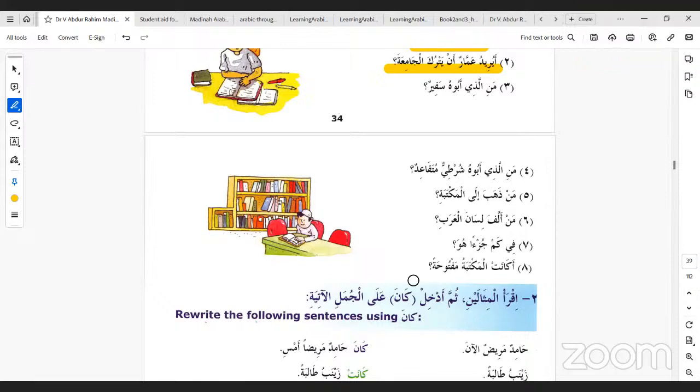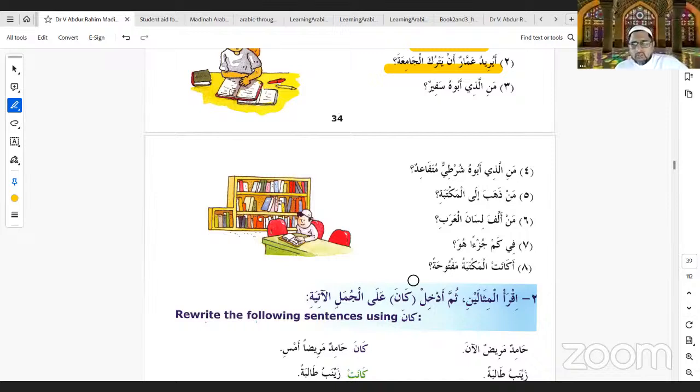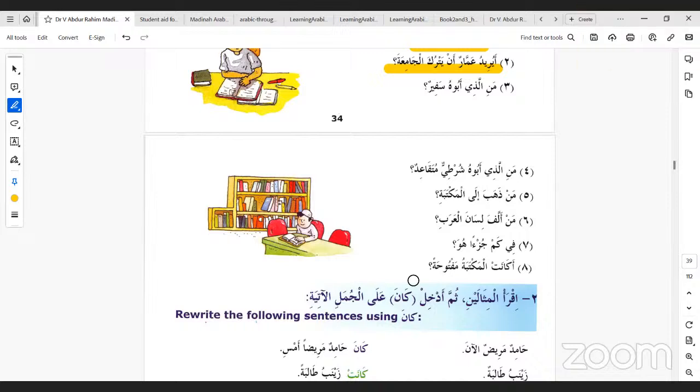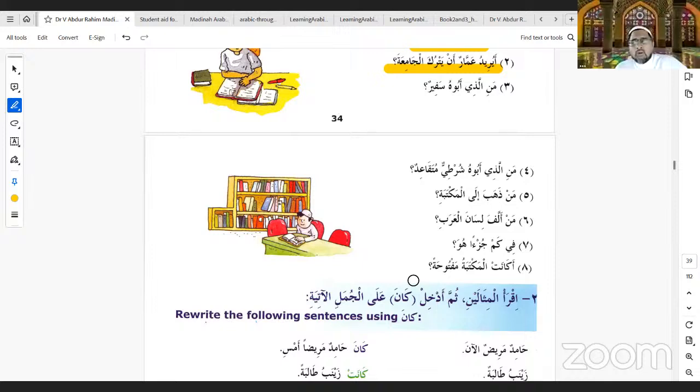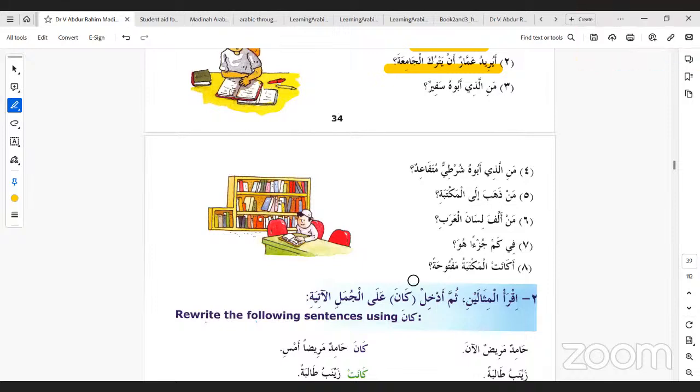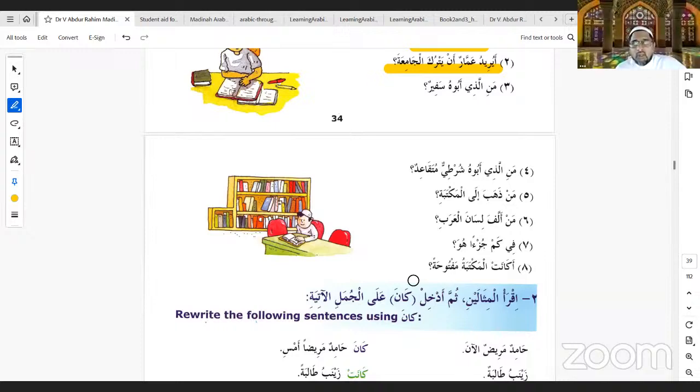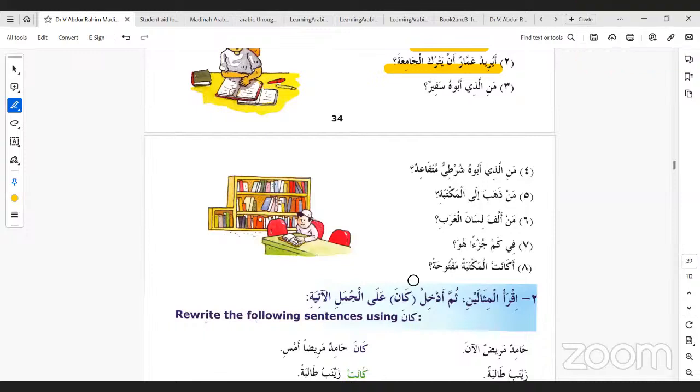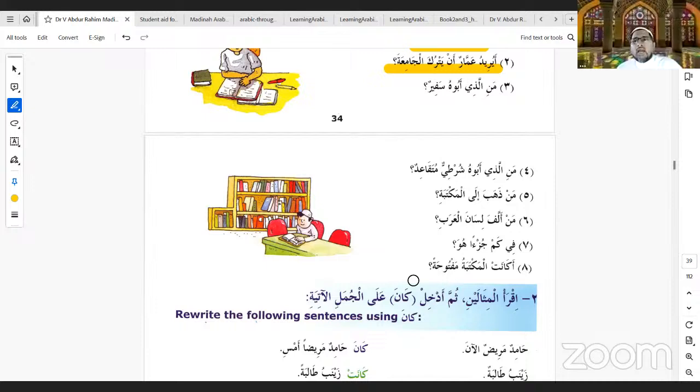أكانت المكتبة مفتوحة؟ Was the library open? No. لا. So the library was closed. How do you say it? لا كانت المكتبة مغلقة. مفتوحة is open. So كانت المكتبة مغلقة. Yeah, مغلقة.